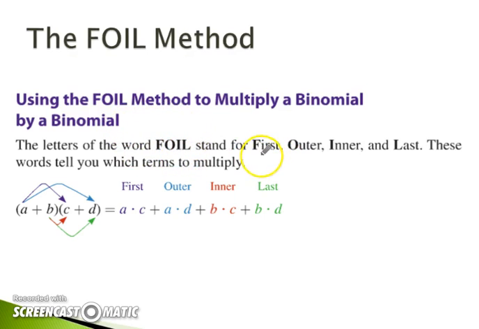So FOIL stands for the first, outer, inner, and last. So you're multiplying the first term times the first term in the second binomial. Then the O is the outer, you multiply the two outer terms, so the outer times the outer, the inner two terms, and then the last two terms. And it just helps you make sure that you've multiplied the terms by the right number of other terms.